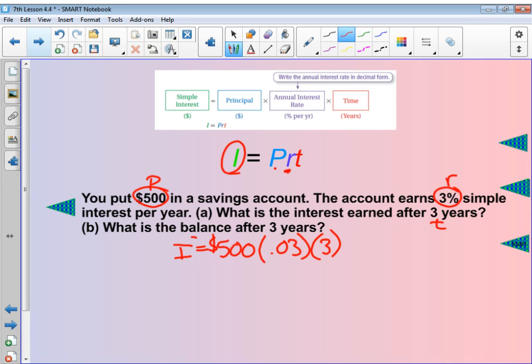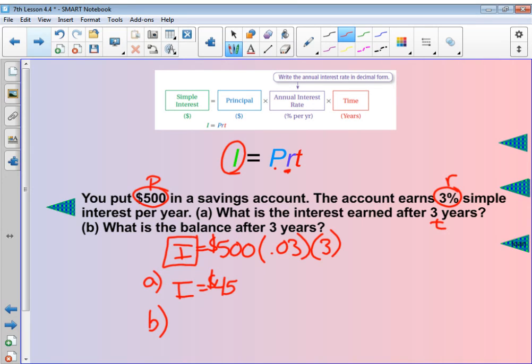Okay, so now see how I have I by itself, and the ones that we just got done working, we had to work to get the letter by itself. Here it is by itself. So I get to punch it on my calculator exactly the way I see it. 500 times 0.03 times 3 years. And when I do that, I just found out that my interest equals $45. So there's my answer A. For B, they want to know the balance now.